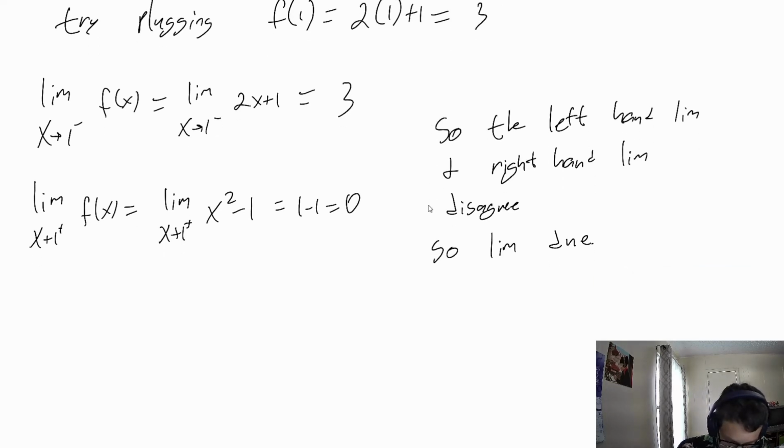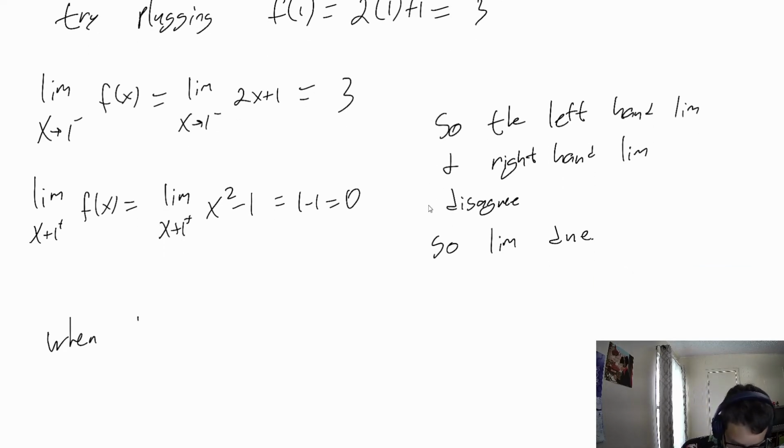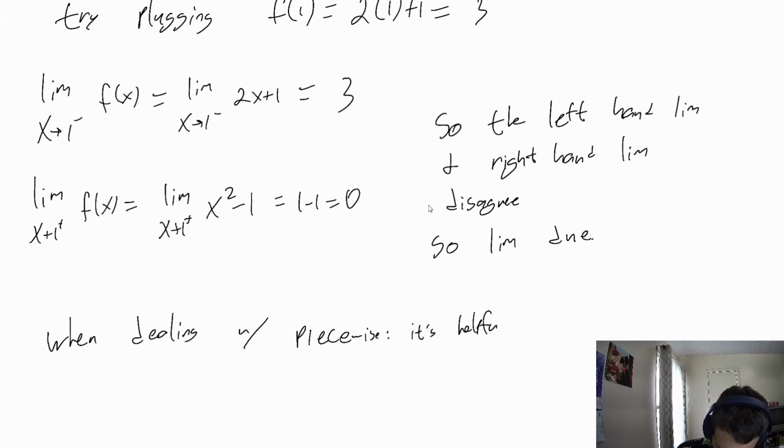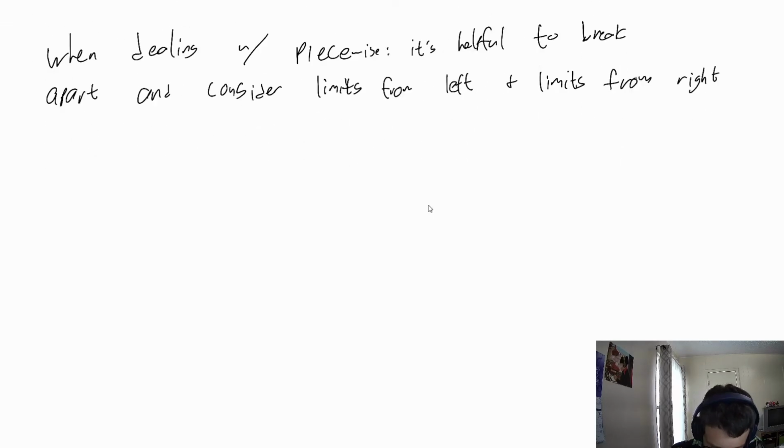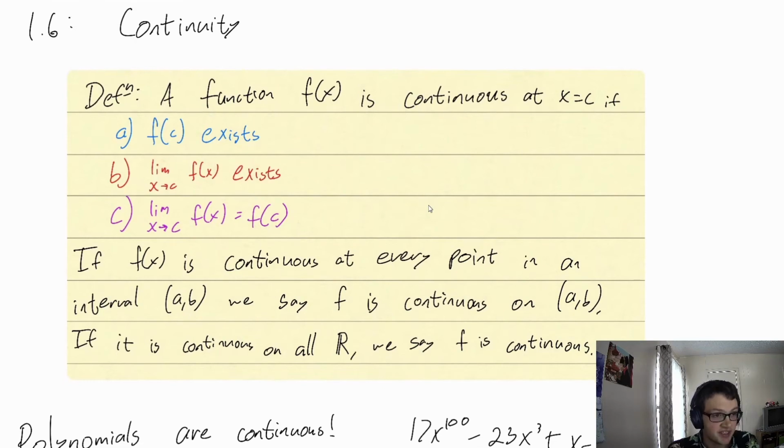The moral of the story is when dealing with piecewise functions, I can't spell, piecewise, it's helpful to break apart and consider left-hand and right-handed limits. Or I'll write it: limits from left and limits from right. So that's limits.